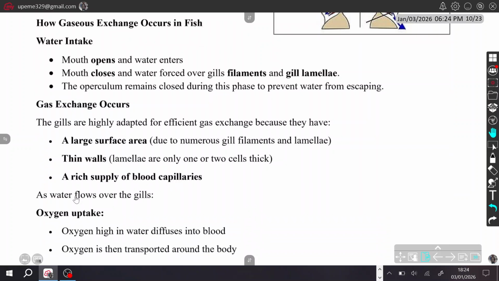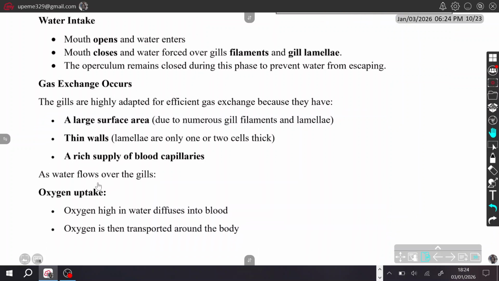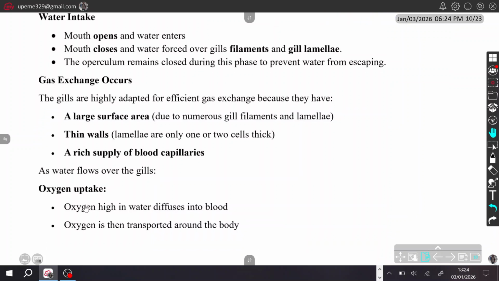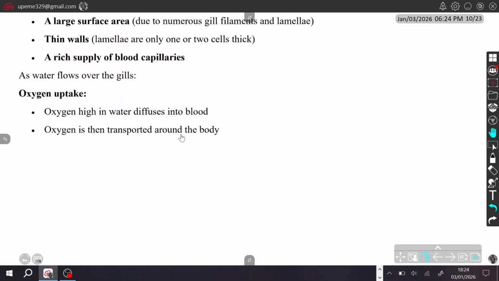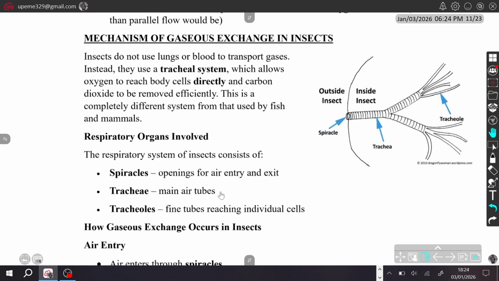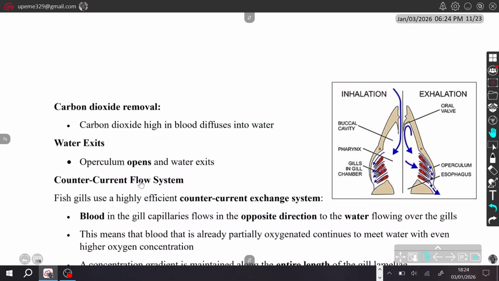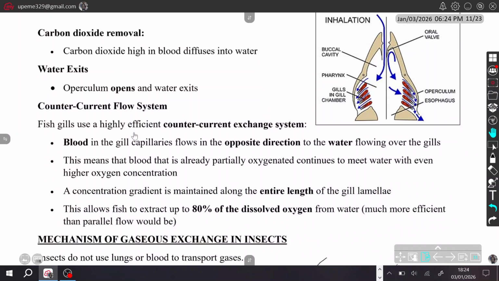So now, as water flows over the gills, which are adapted like this, what happens? Oxygen uptake. Oxygen, which is high in water, diffuses into the blood because there is a high concentration of oxygen in water. Okay, so oxygen is then transported around the body. All right, so that is what happens. So that is how oxygen gets to be moved.